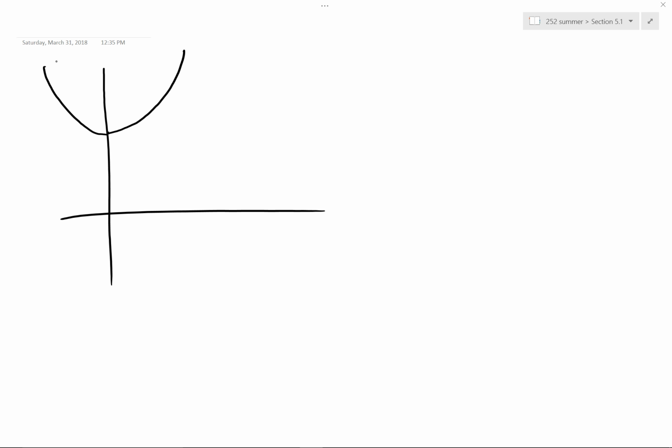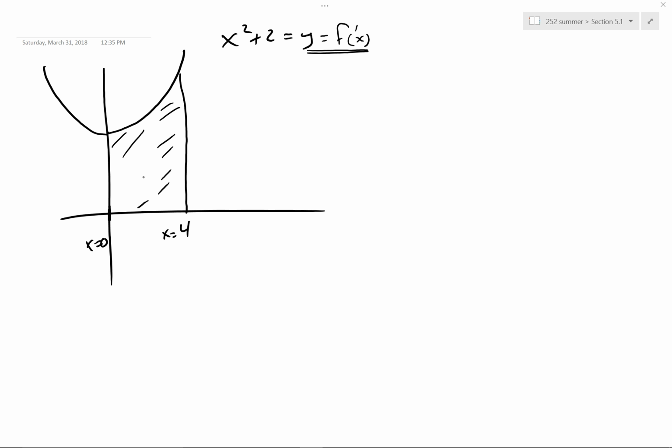Okay? Now, let's make up an actual function this time, because that's what I do. Here is the function x squared plus 2. And I want to find, and I'm going to call it y, but remember, if you think about this, this is our f prime of x. Okay, you with me? I want to find the area under this curve. And I want to do it from 0 over here to 4. So from x equals 0 to x equals 4, I want to know what is this region under here. That's what I'd like to know.